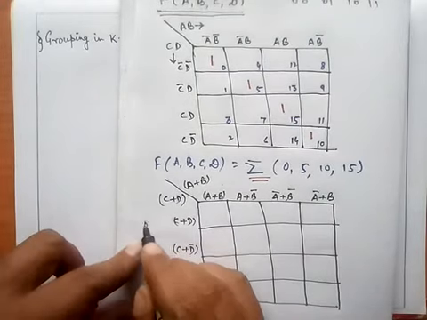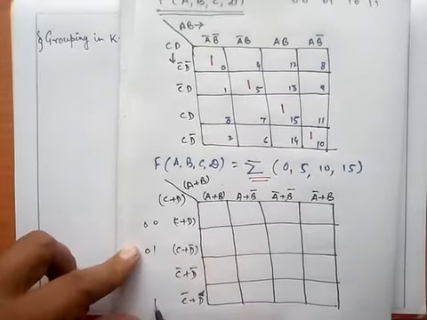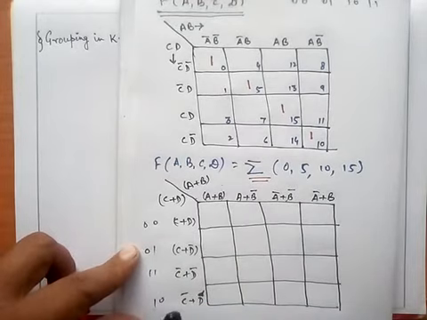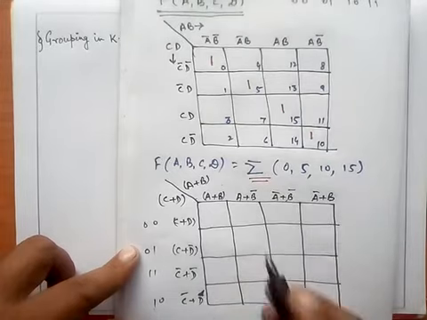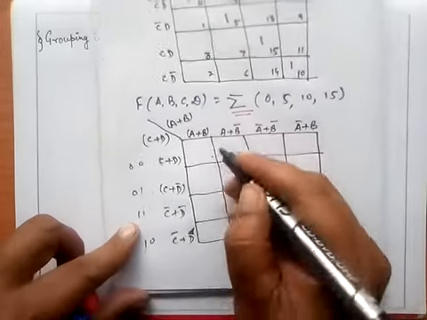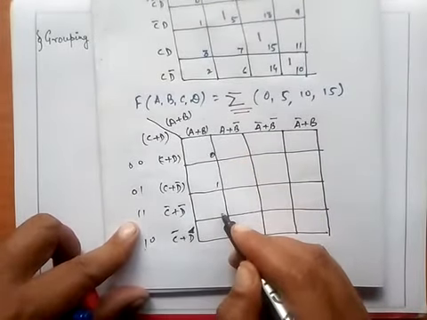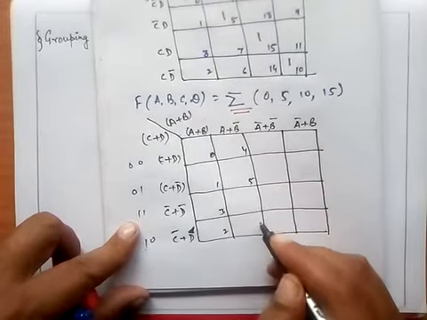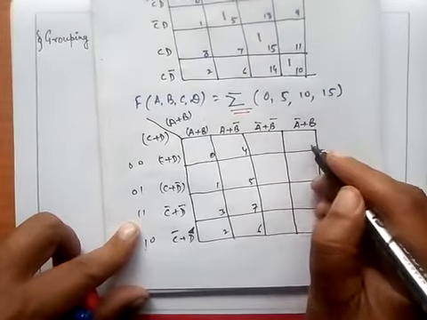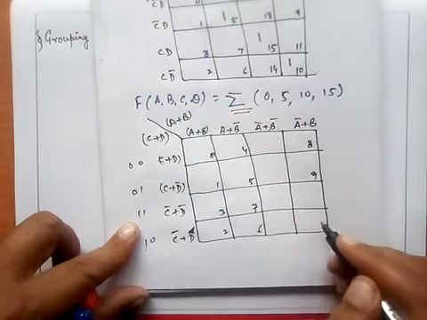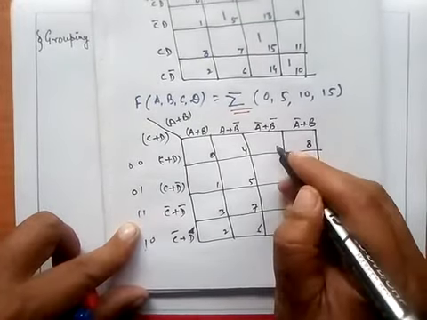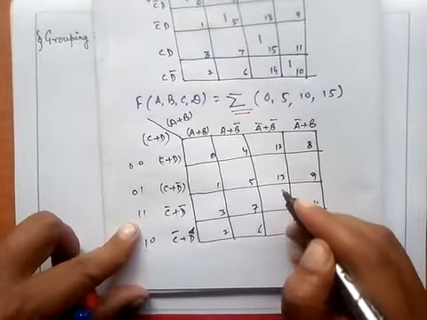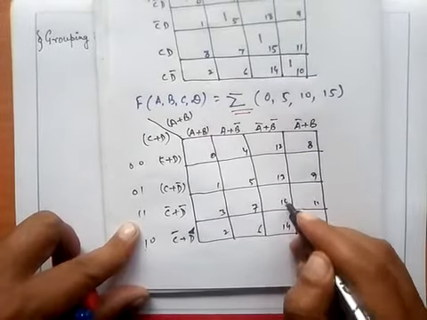Just see. It is 0 0, 0 1, 1 0, 1 1. 1 represents the complement and 0 represents the variable, so it is C plus D. Decimal equivalents are the same as I told you. It is 0, 1, 2, 3, 4, 5, 6 and 7. This is 8, 9, 10, 11, 12, 13, 14 and 15.